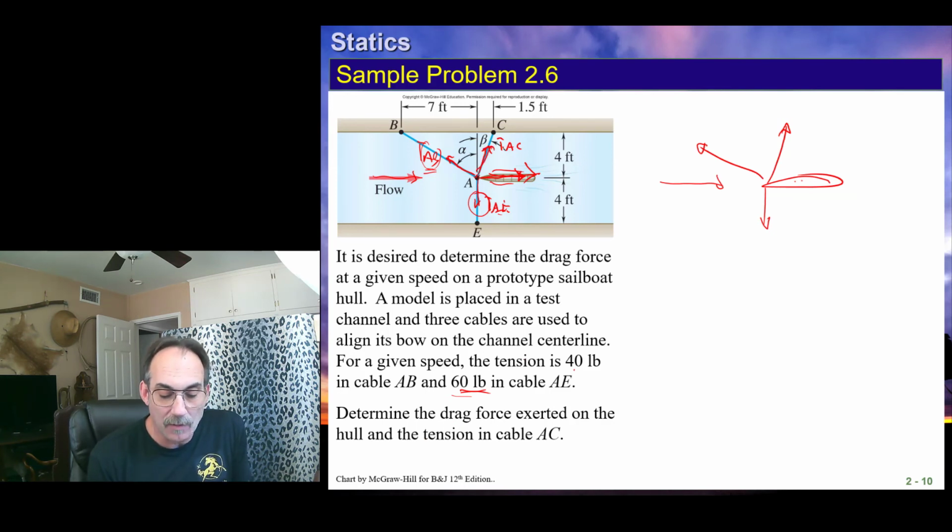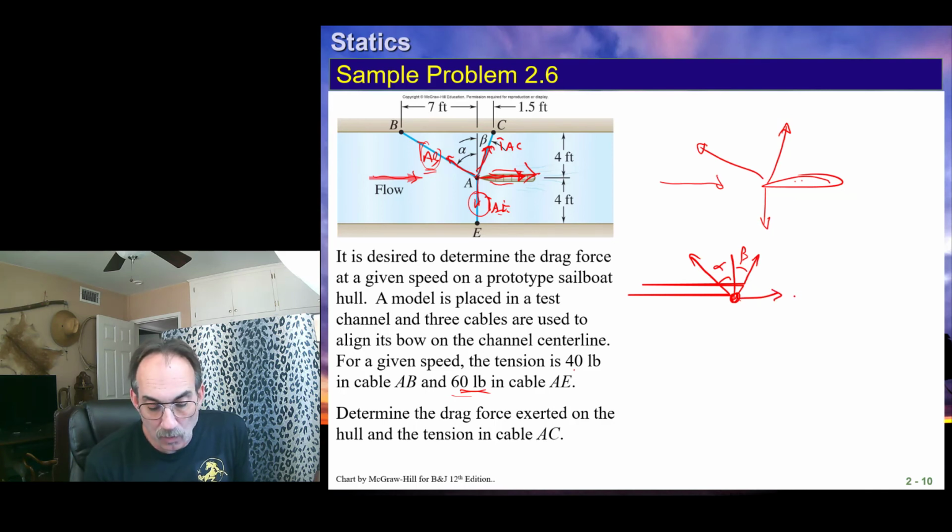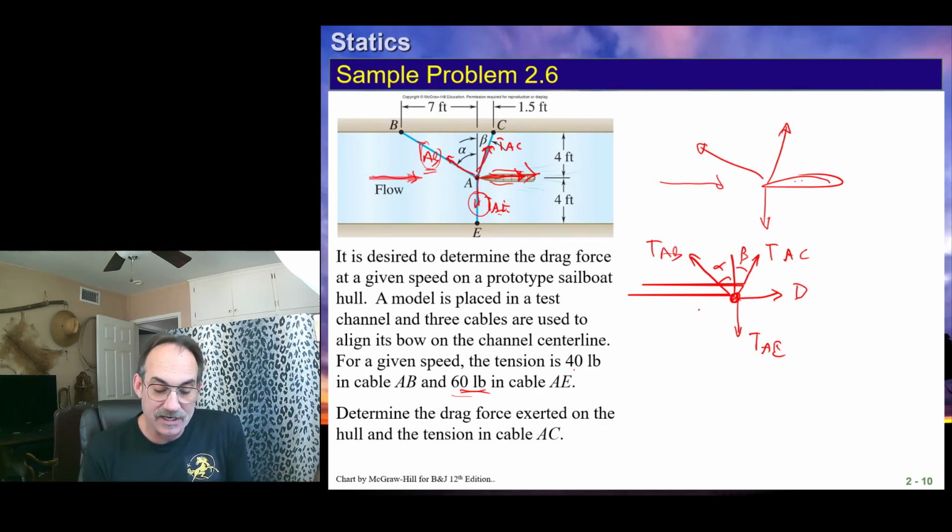Great, no problem. We're going to focus on the point where all forces are concurrent. We're going to draw all forces. We've got this one at an angle beta. We've got this one at an angle alpha. We've got this one along the horizontal. We'll call this D, drag. And this is TAE, this is TAC, this is TAB.